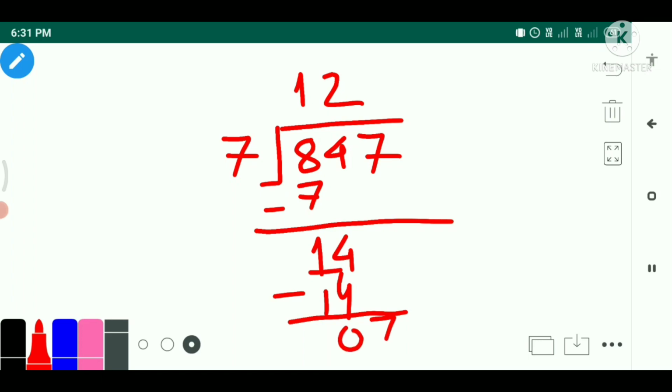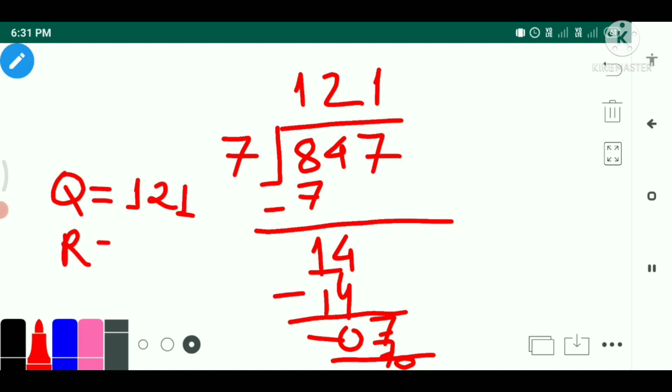Now this 7, it will be here. Now 7 1s are 7, and here it will be 0. So our quotient will be what? 121, and our remainder will be what? 0. So as I told you, our quotient is our answer. So every day it travels how much distance? It travels 121 km.